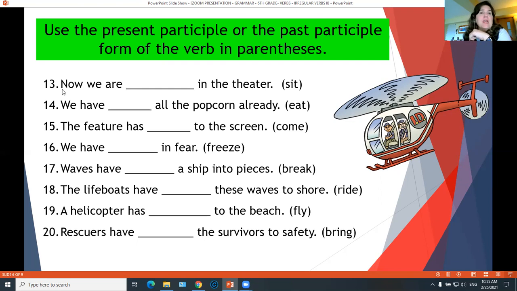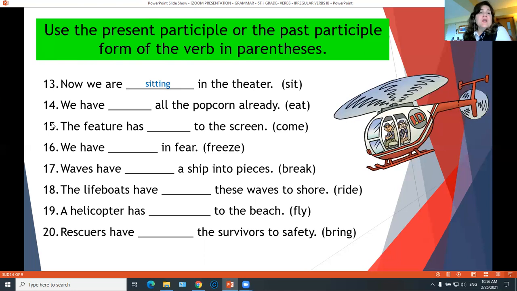Number 13. Now we are in the theater. We have a helping verb here, and it's the verb to be. So this is in present participle. The other way is to look at the words. Now we are. Now is something that is happening right now, so it's in the present. So with those 2 hints, you can really know that what you need to put here is the verb sit in present participle, which is sitting.